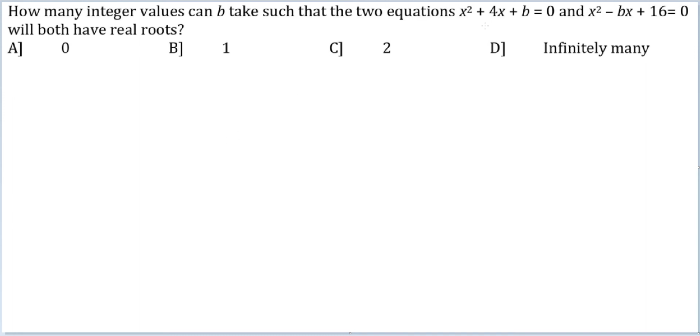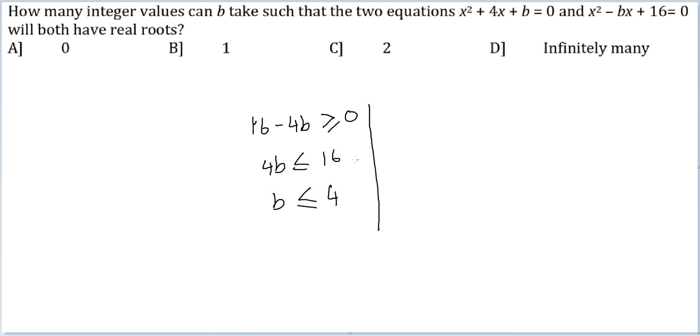So let's do that. Here the discriminant will be 16 - 4b, which has to be greater than or equal to 0, or 4b has to be less than or equal to 16, or b has to be less than or equal to 4. This is the work for the first equation.